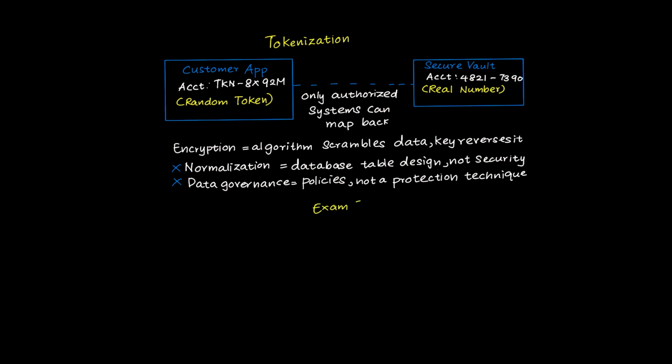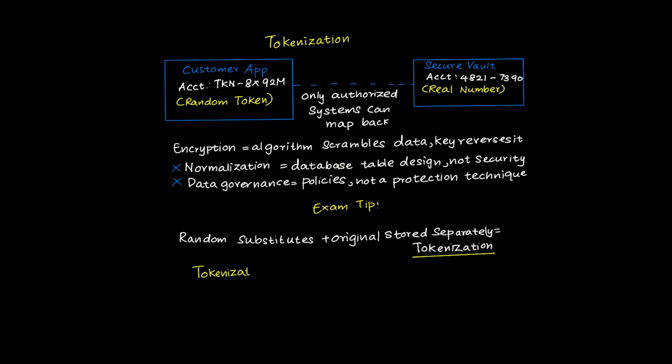Here's a WGU D467 exam tip for you. When a question describes replacing data with random substitutes and storing originals separately, that's tokenization. If it describes scrambling data with an algorithm and a reversible key, that's encryption. Quick recall hook. Tokenization = token swap, originals stored elsewhere.